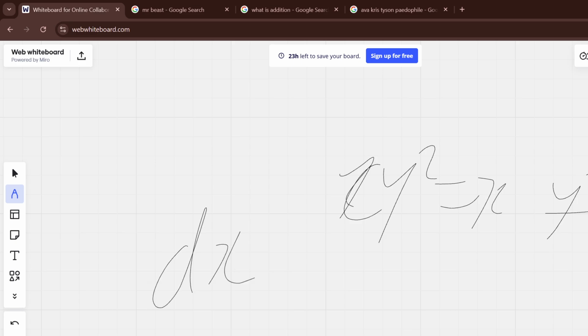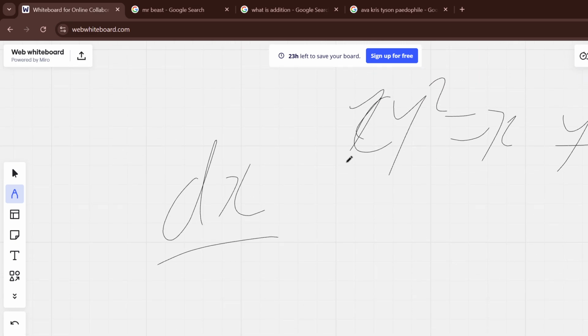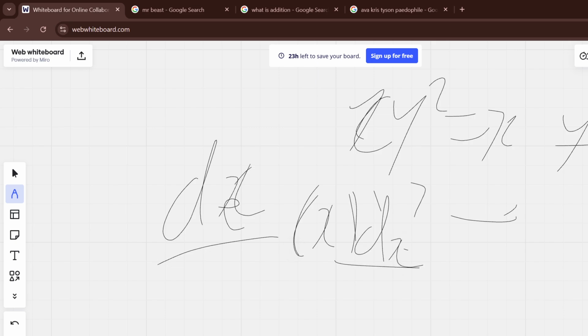What does this mean? Well, remember d of x. I'm going to call it dex for short. Dex means that we're differentiating the expression in terms of x. So differentiating x in terms of x, d/dx of x, is equal to 1.